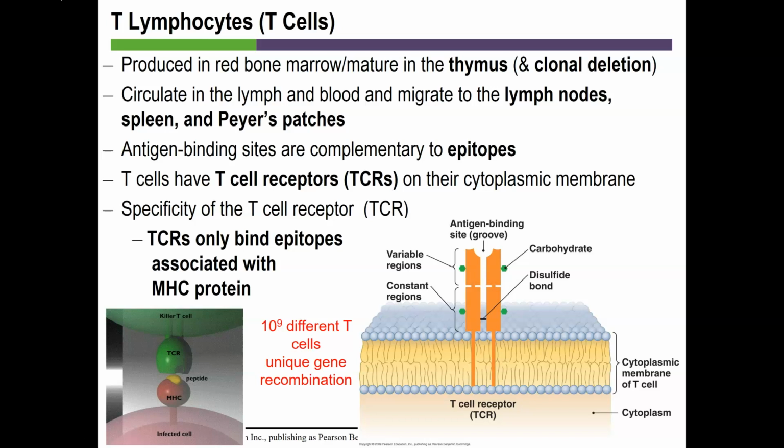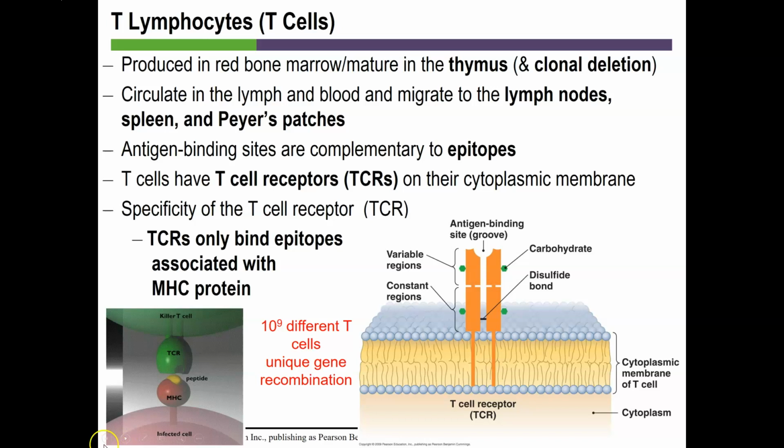The epitopes are going to be presented on MHC. And remember, MHC1 is on all cell types, and MHC2 is on our specific phagocytic cells and B cells. The MHC presenting those epitopes are going to interact with the T cell receptors on the T cells. However, the T cell receptor is also going to be specific for the particular antigen.